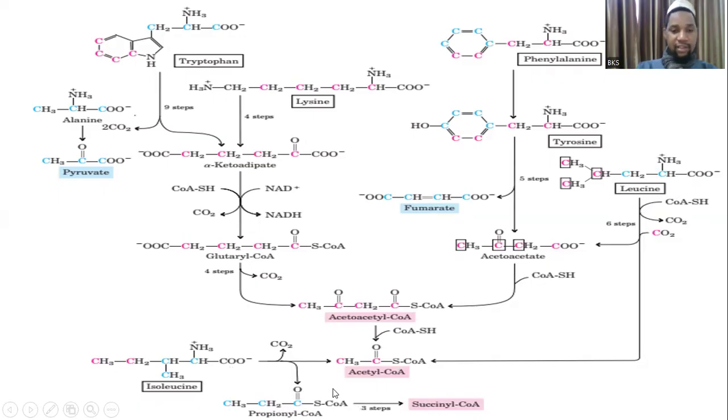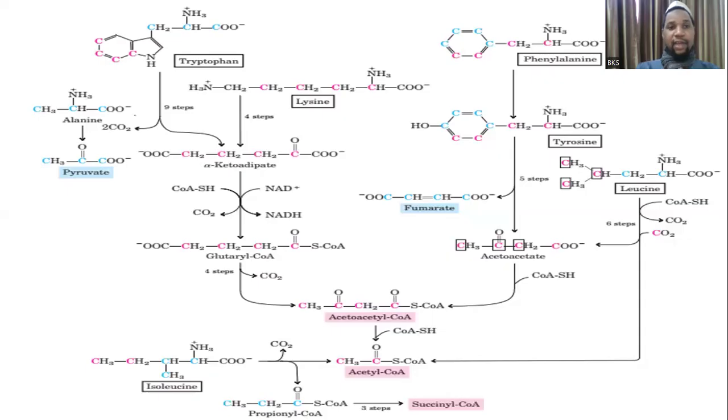So we can see the step involving the formation of D-methylmalonyl-CoA is one step. And the second step is L-methylmalonyl-CoA. And the third step is the L-methylmalonyl-CoA to succinyl-CoA. We'll also see the reaction.